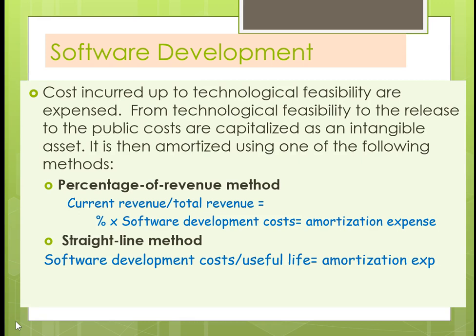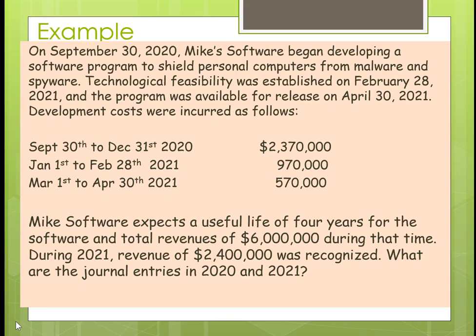So let's take a look at an example. On September 30th, Mike Software began developing a software program to shield personal computers from malware and spyware. Technological feasibility was established on February 28, 2021, and the program was available for release in April 2021. The development costs were incurred as follows. Mike Software expects a useful life of 4 years for the software and total revenues of $6 million during that time. During 2021, revenues of $2.4 million were recognized. What are the journal entries for 2020 and 2021?